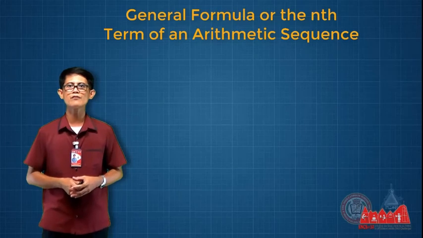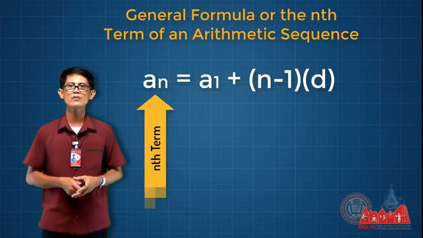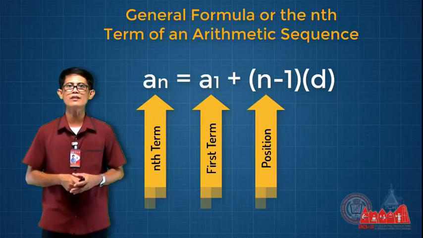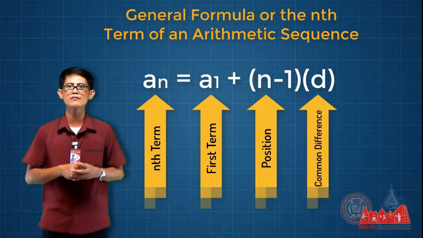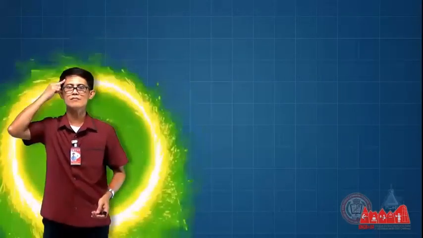So the unified general formula, or the n-th term of an arithmetic sequence, is a sub n, the position that you want to teleport, equals the given first term a sub 1 plus, subtract 1 from your desired position, that is n minus 1, and multiply it to your common difference value, d. Boom! You are there! Teleport completed!